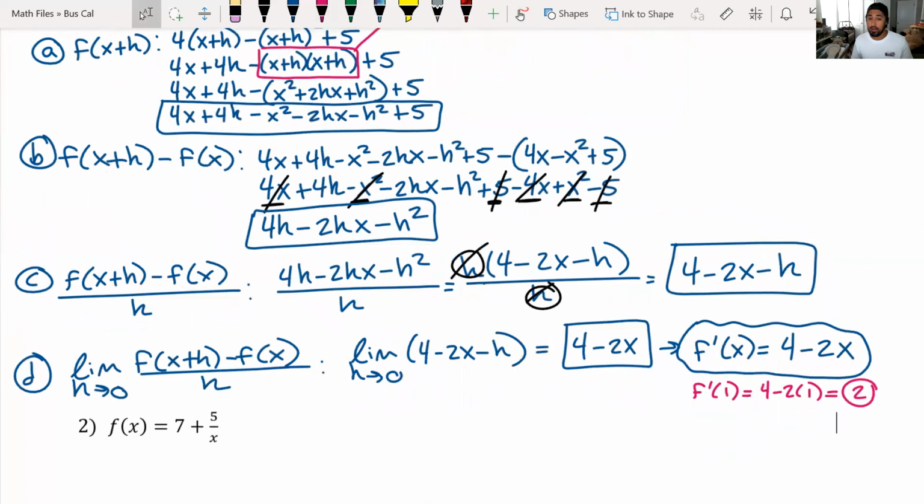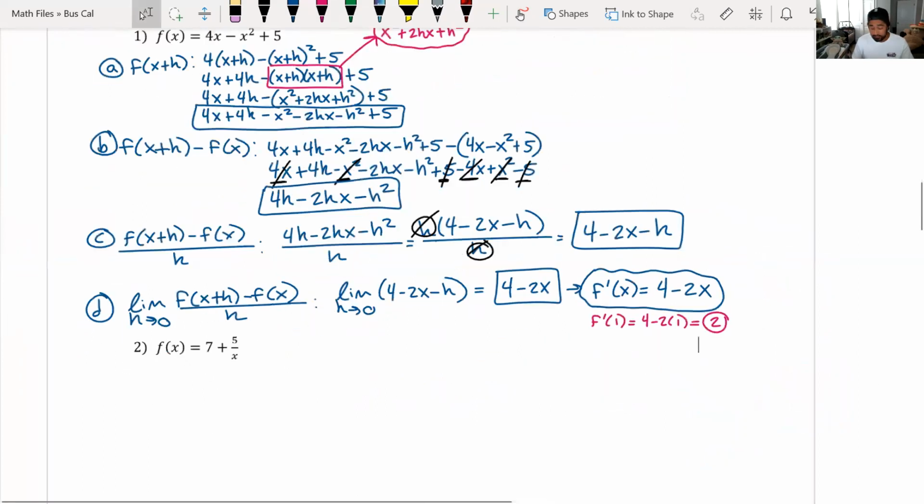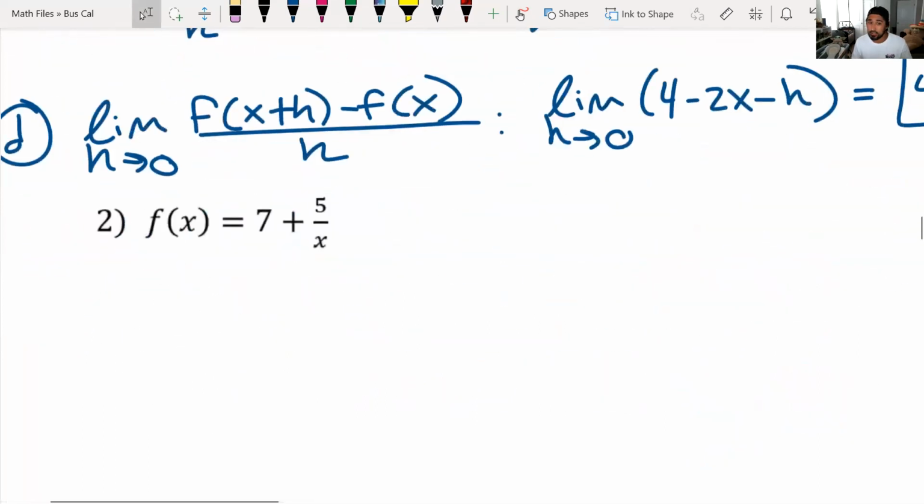Woof. Yeehaw. Lots of math, right? Okay. Now, do it again for number 2. Do it a little faster this time. Or watch me fast forward.